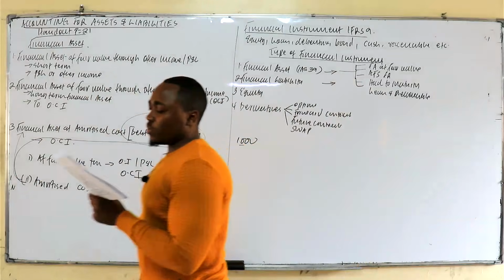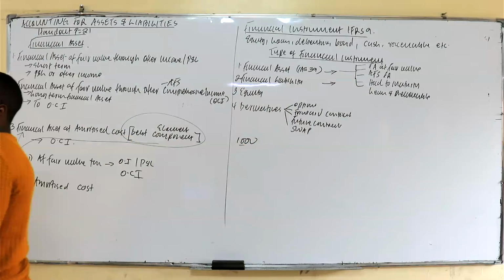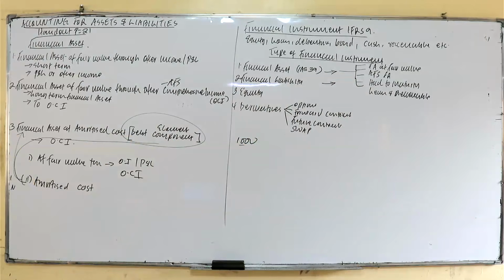Good. Now let's go to the second one. Financial asset at fair value through other comprehensive income, write in bracket, available for sale asset, like that. Available for sale asset. That's what we call AFS, available for sale asset.